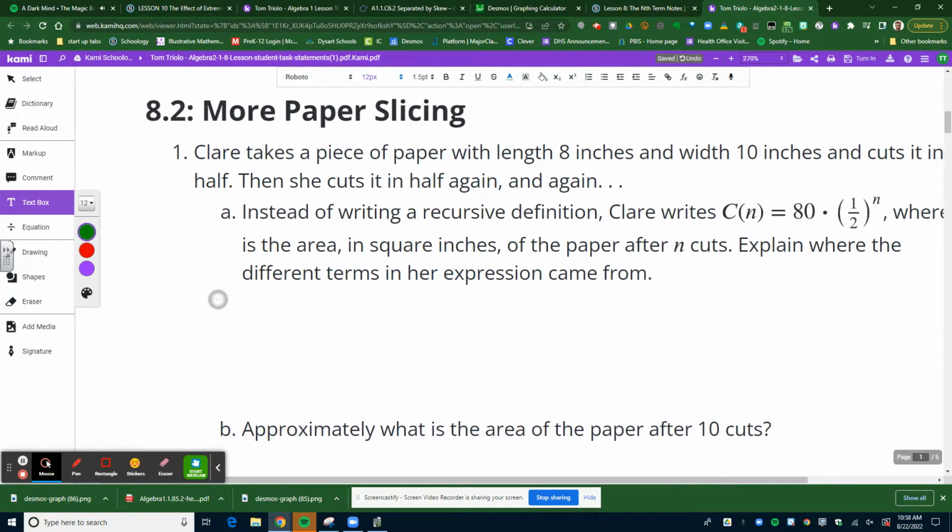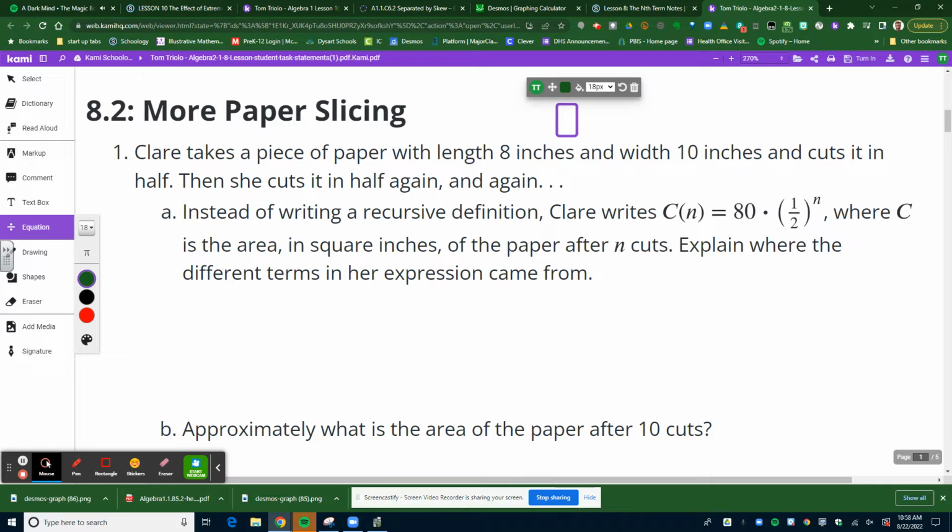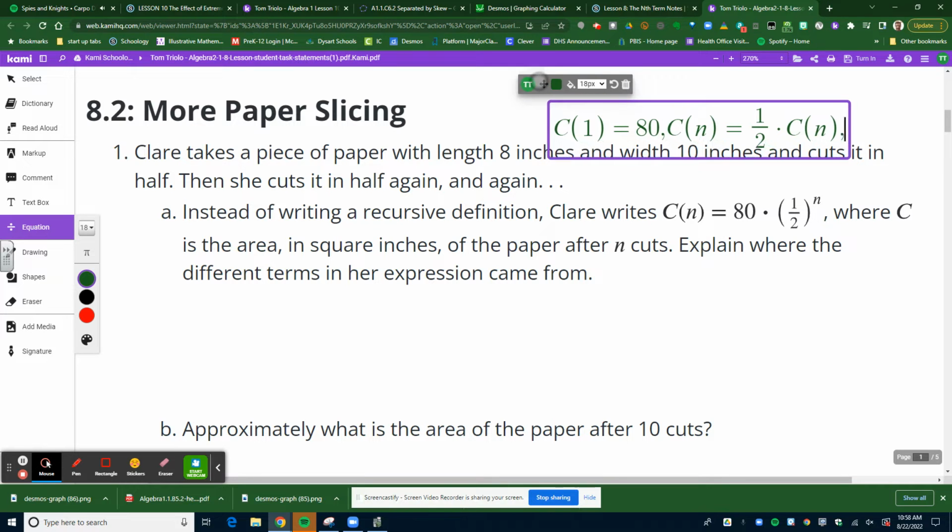Okay, we are going to revisit our paper slicing. So if you remember, we created a recursive formula, which I will put up here. It's also up on the board, but for those people playing at home, they can't see. So C of 1, not CX. So C of 1 was 80. And then C of n, in general, we are taking each paper, cutting it in half. So 1/2 of C of n. We can't start using this sequence until our second term.